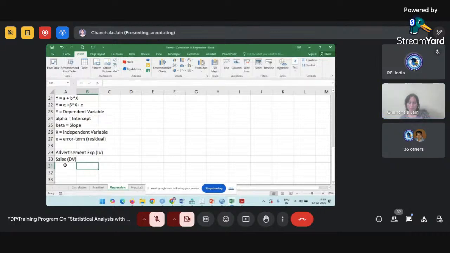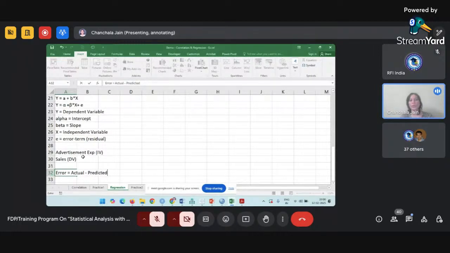Yes, ma'am. Now suppose I have set a linear equation using these two variables. So my line will be sales equals alpha plus beta into advertisement expenditure plus E. Now E is what? E is the residual or the error term. That means it is the difference. Your error is nothing but the difference of the actual and the predicted value.